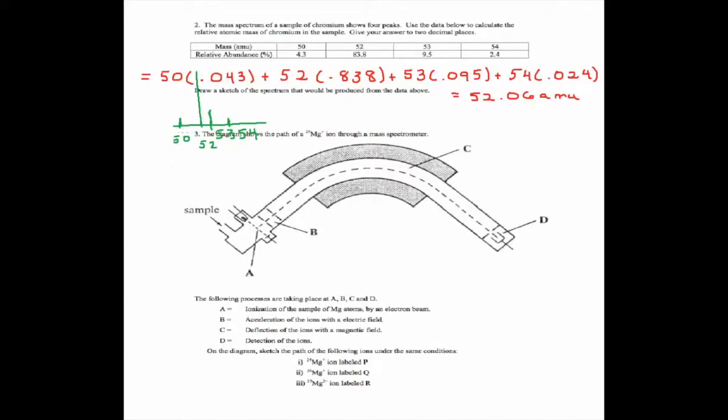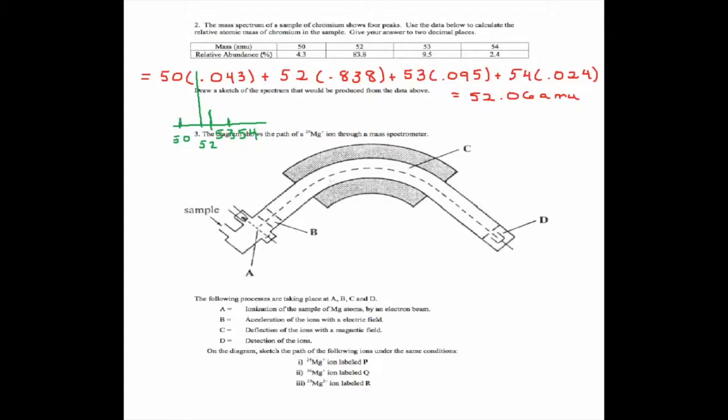It shows you that the smallest abundance would be the 54. It shows you the next smallest would be 50, then 53, and then 52. And so the x-axis represents the mass, while the peaks represent the relative abundance. So that is a mass spectrum. And you can actually use this in order to calculate the average atomic mass like we did right above.